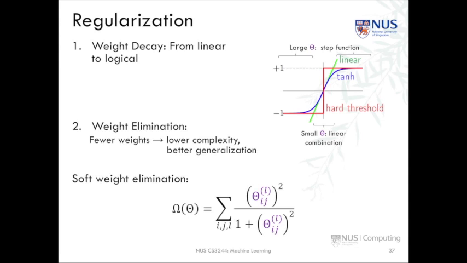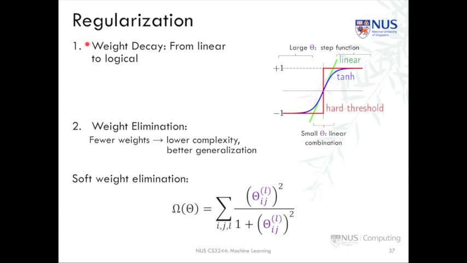So let's look at regularization for neural networks. I'm going to go through two parts about weight decay and weight elimination. For weight decay, we want to understand that by regularizing, we're trying to go towards simpler functions. So let's understand what a network looks like when we have small weights for a neural network.